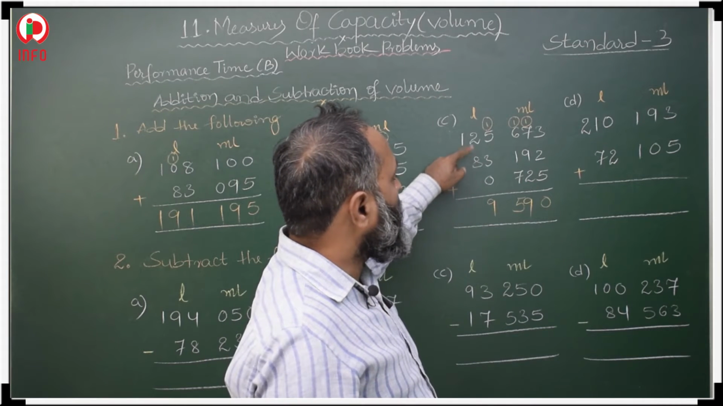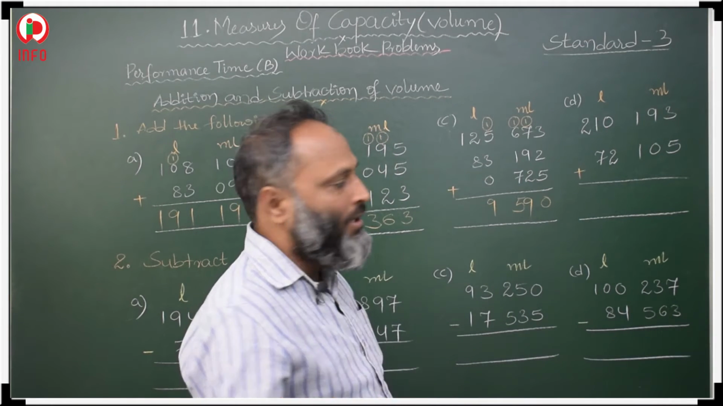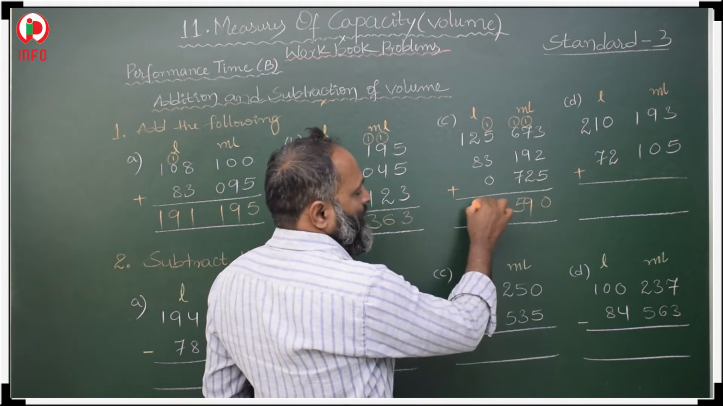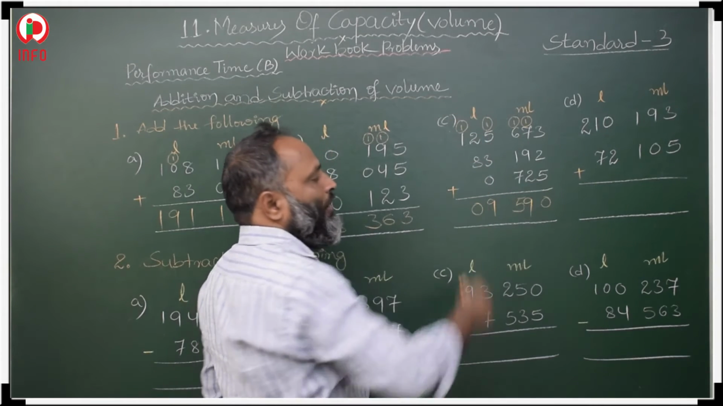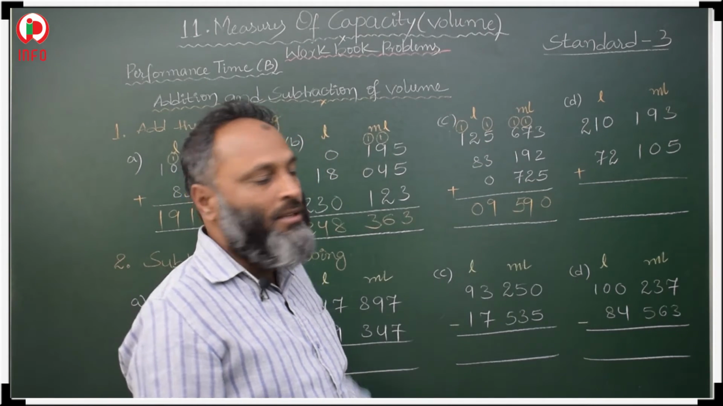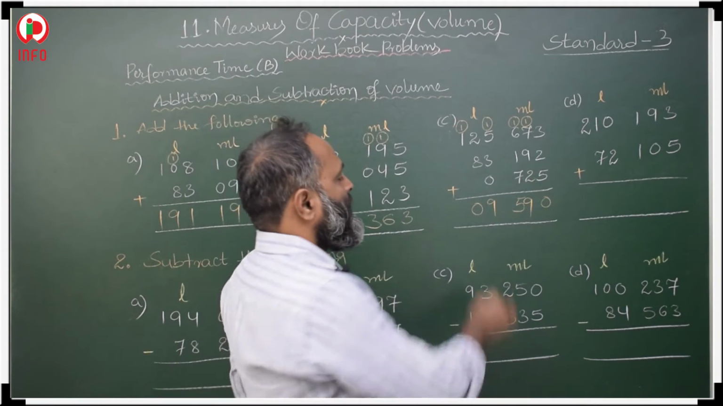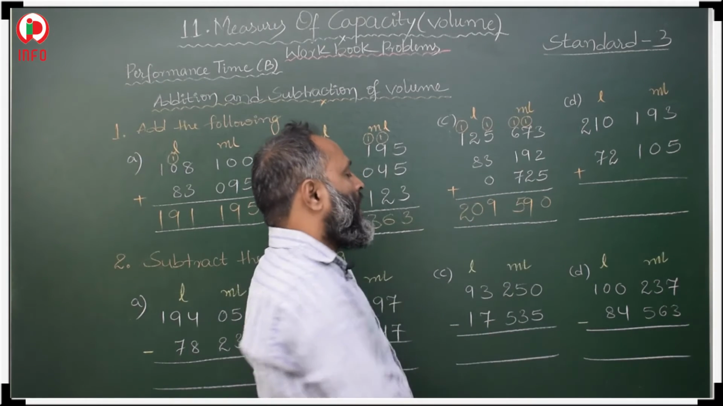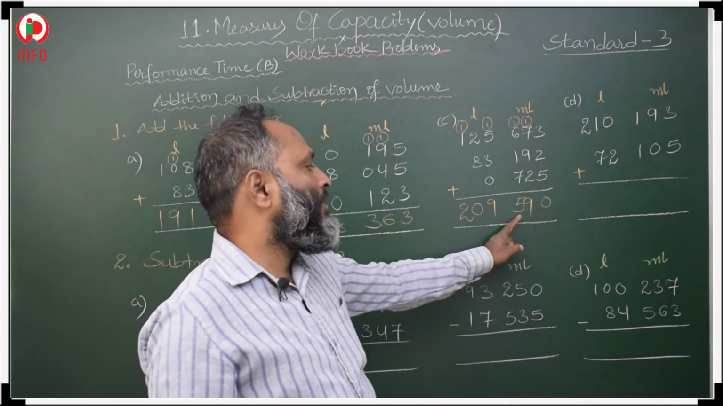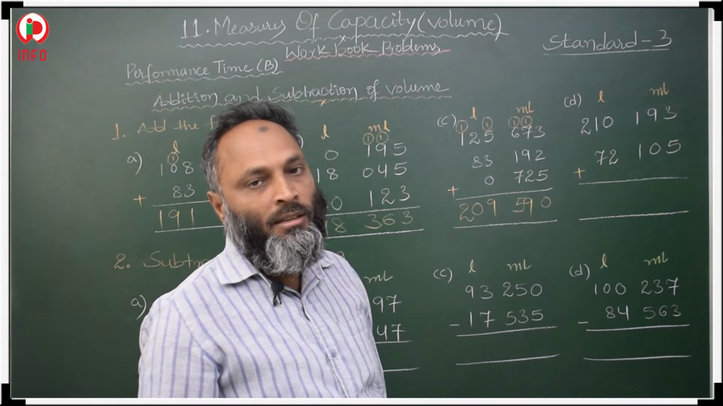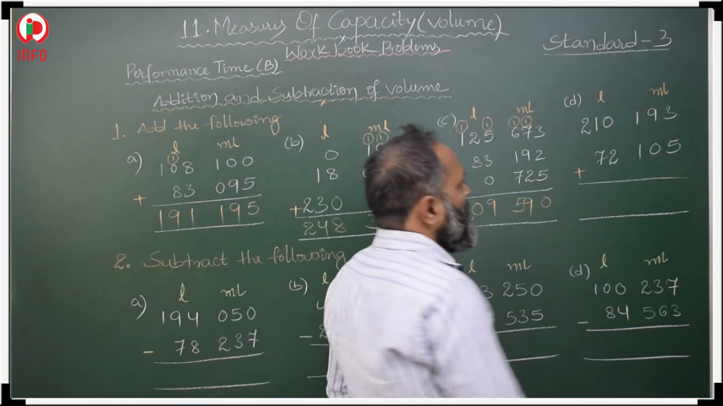Now 8 plus 2: 8, 9, 10. 10 means 0 in the tens place of a liter, and 1 we have to carry over to the hundreds place of liter. Then 1 plus 1, 2. 209 liters, 590 milliliters. Now fourth question.